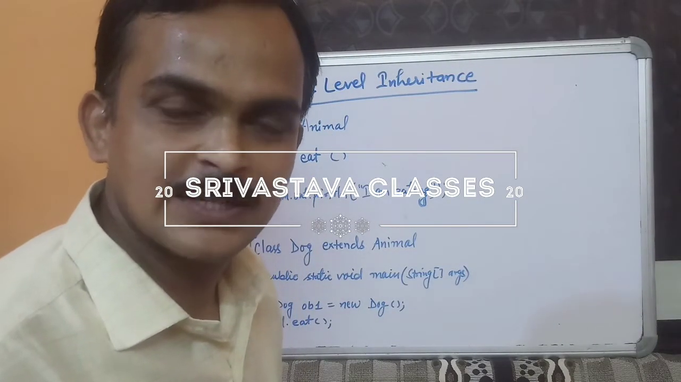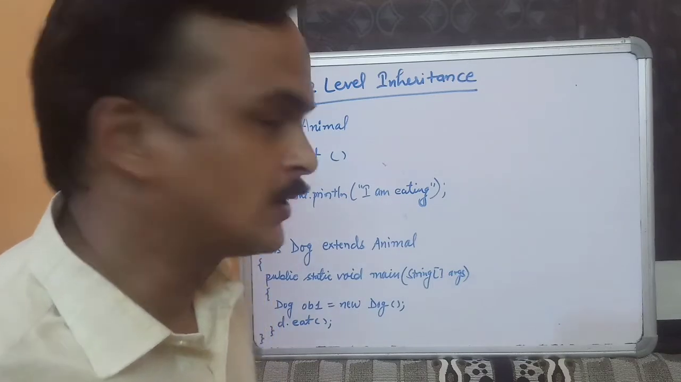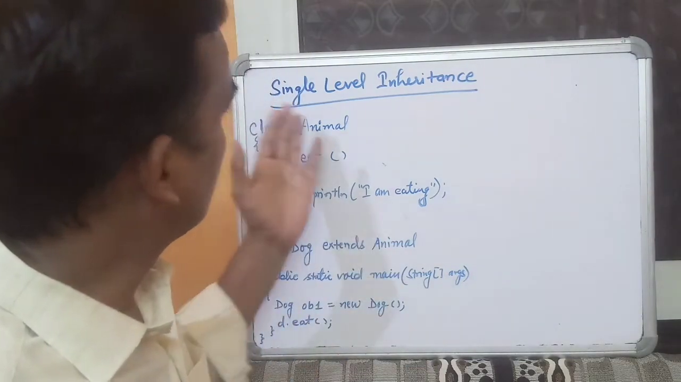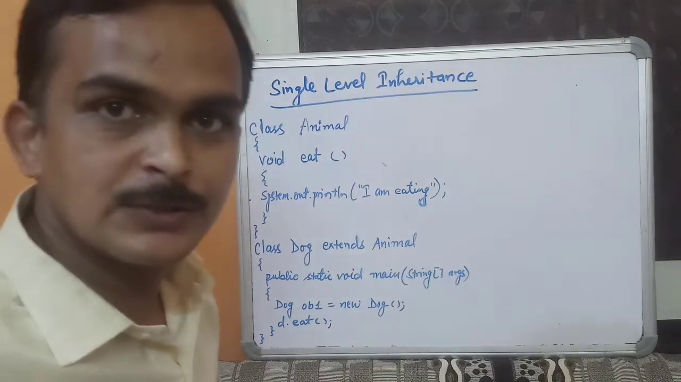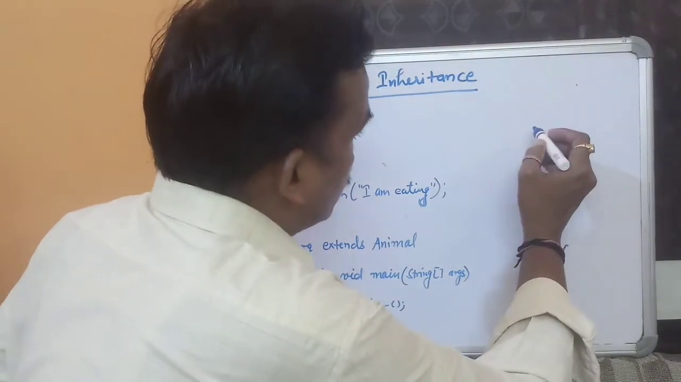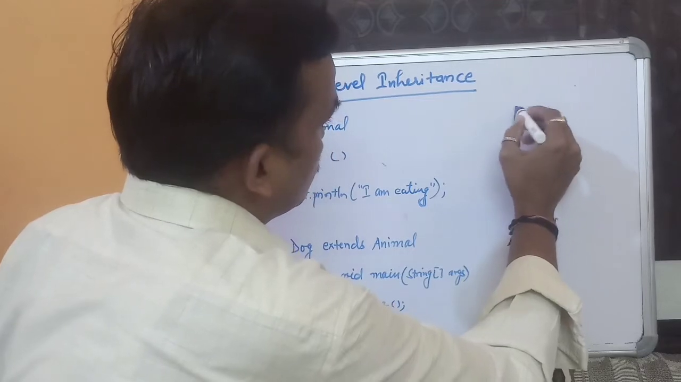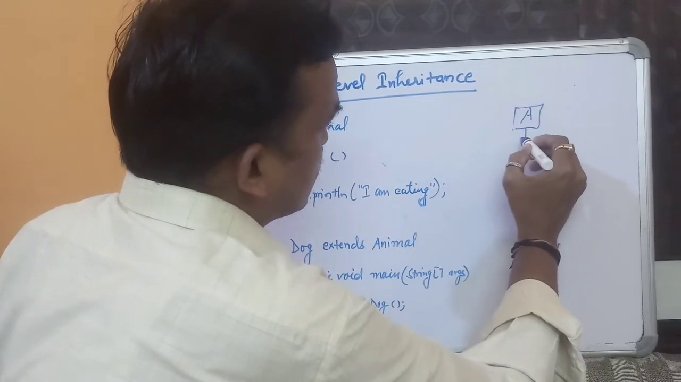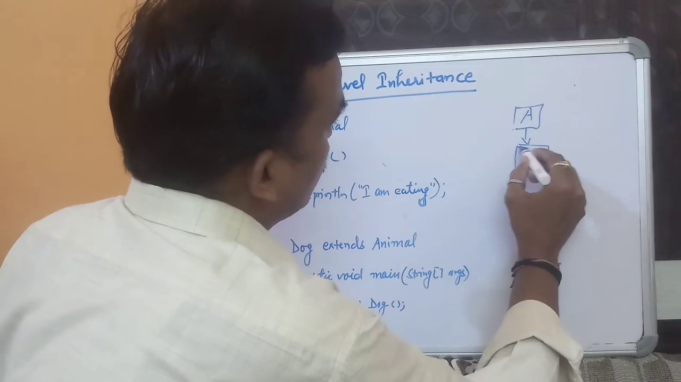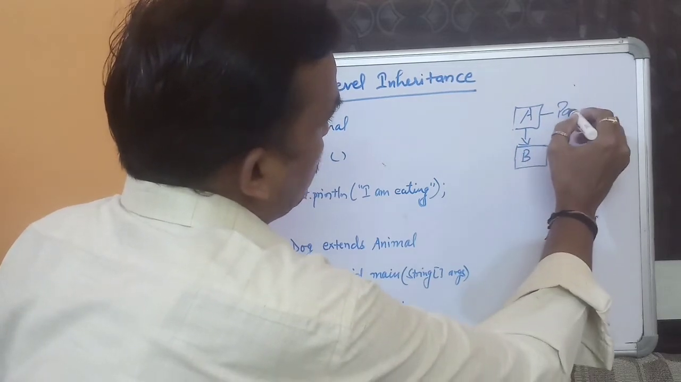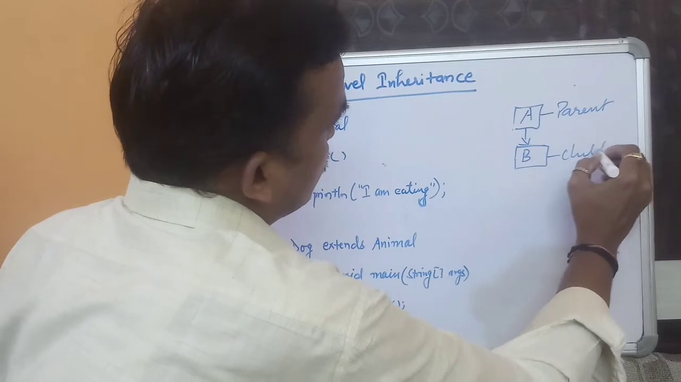Today in this session we will discuss examples of inheritance. Okay, so first we see single level inheritance. As we know, single level inheritance, if we talk about the diagram, suppose we have one class. In this class we have another class. So this is a parent class, and it is its child class.